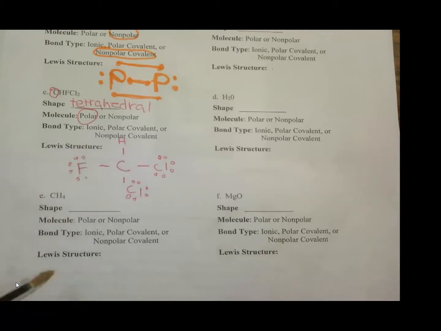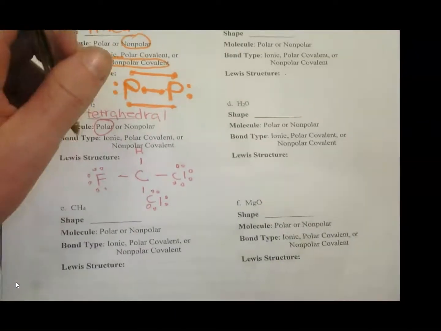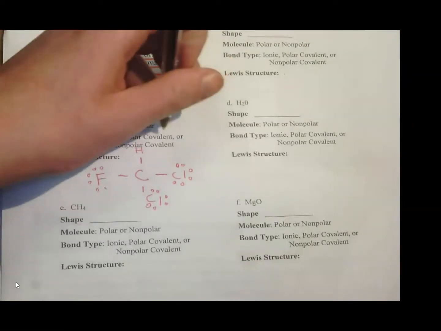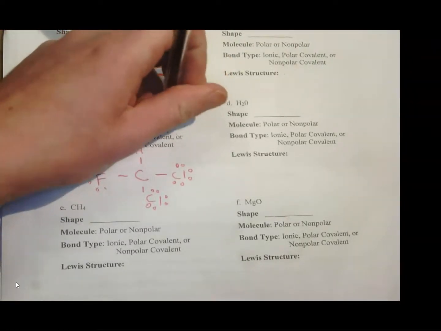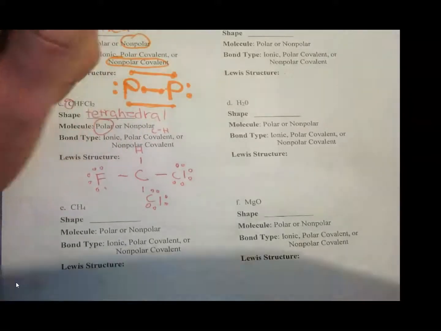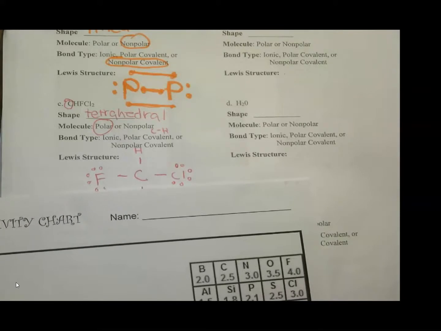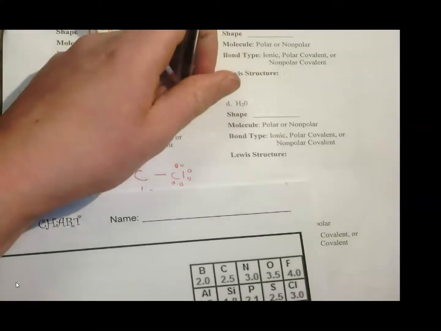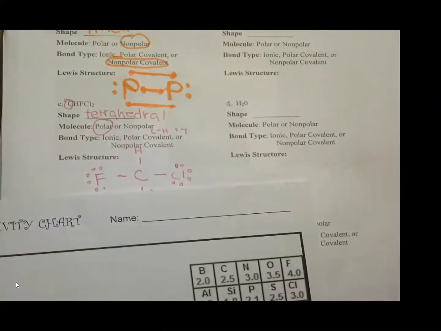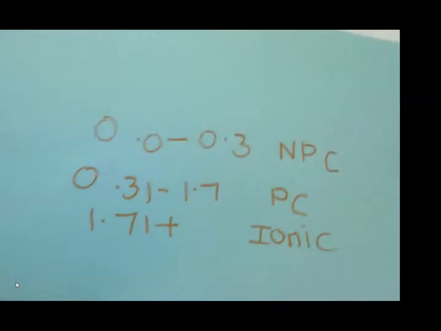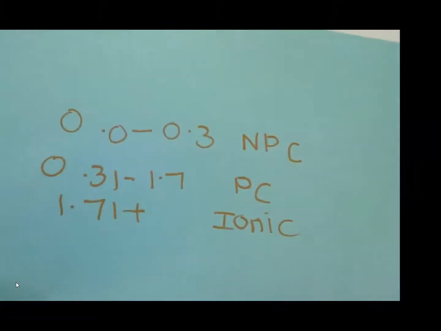So for our bond types, we have a lot of different bonds going on, so we have to actually calculate them out for C-H, C-Cl, and C-F. So I'll do C-H first. C-H, our electronegativity values, we've got C at 2.5, we've got H at 2.1, so that is a difference of 0.4. And that means it is going to be polar covalent.